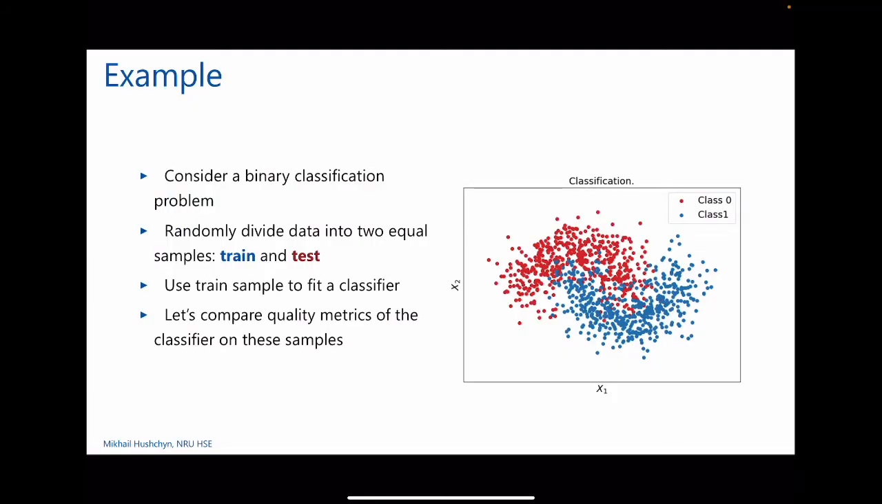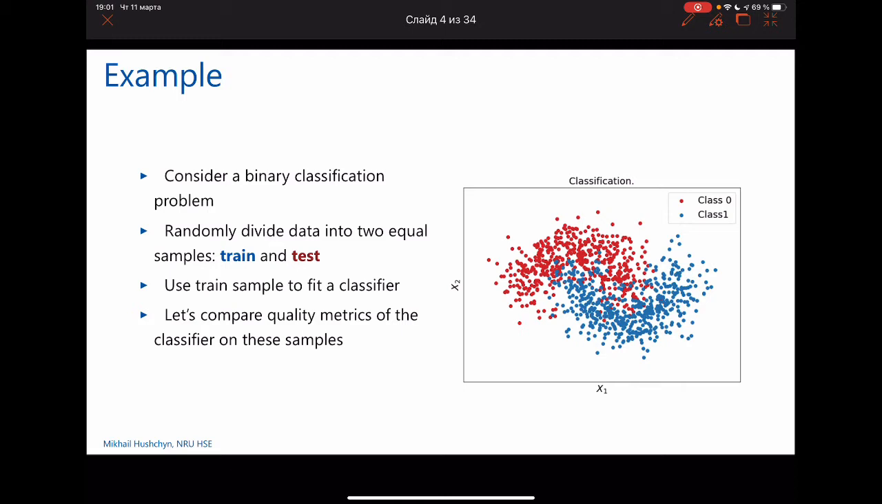So let's consider a binary classification problem. We have a data set of two classes. One is depicted by red, and another is depicted by blue points on this plot. And we divide it into two equal or roughly equal samples, training and testing. We use the training sample to fit the classifier, to train our logistic regression or whatever model we choose. And then let's see how the accuracy metric compares on those training and testing samples.